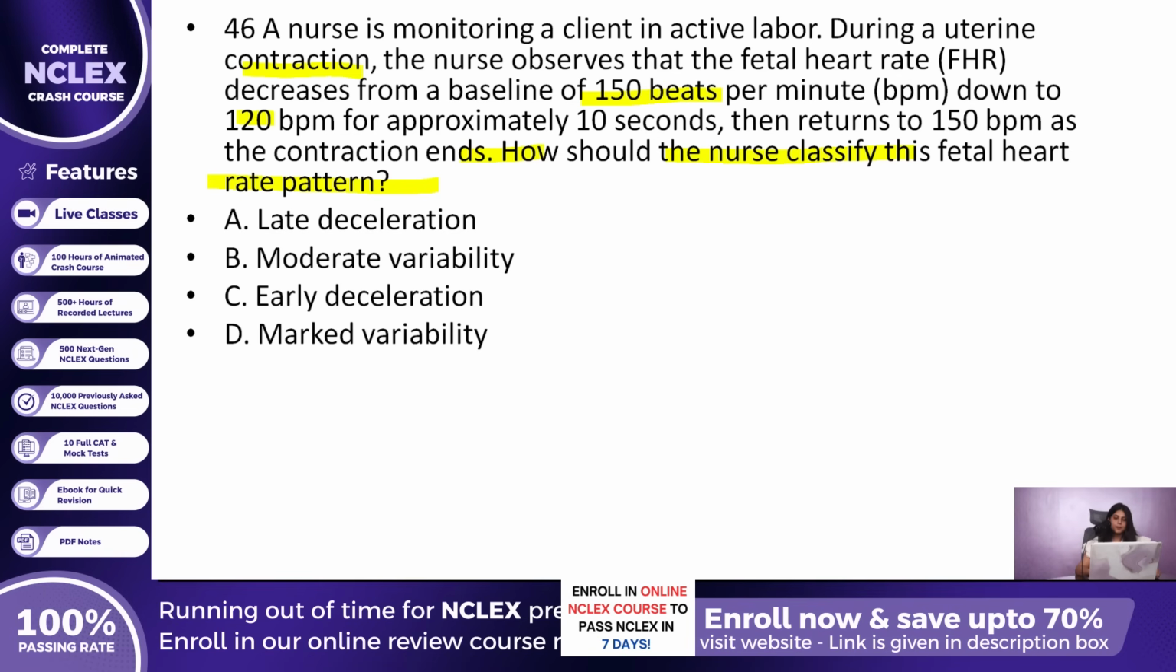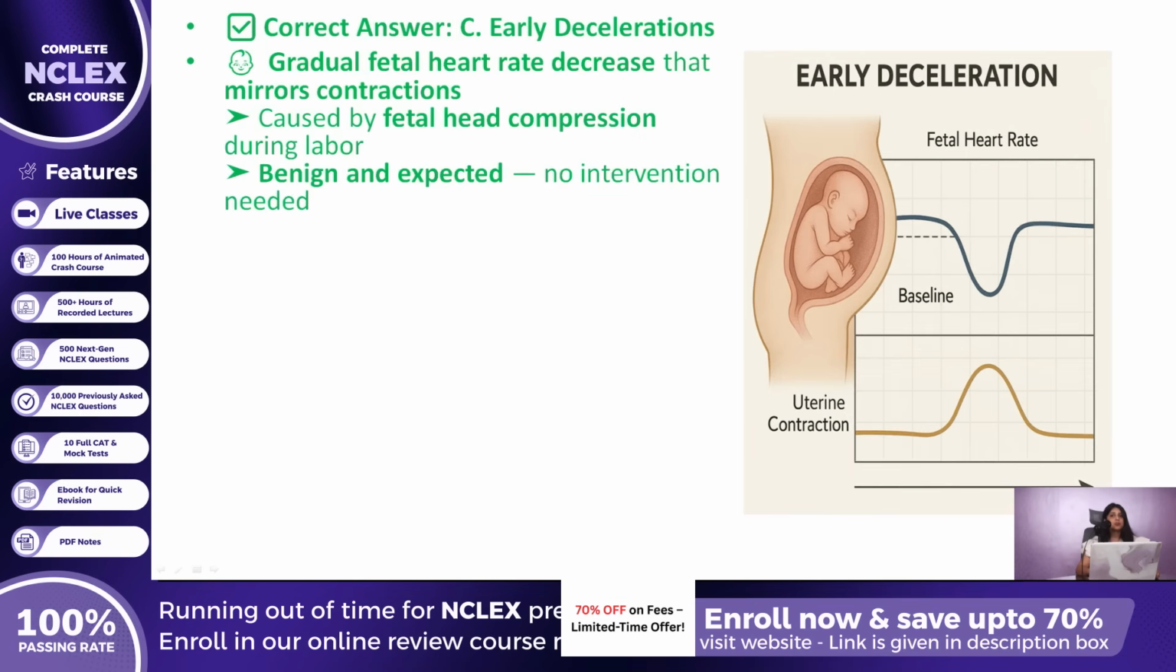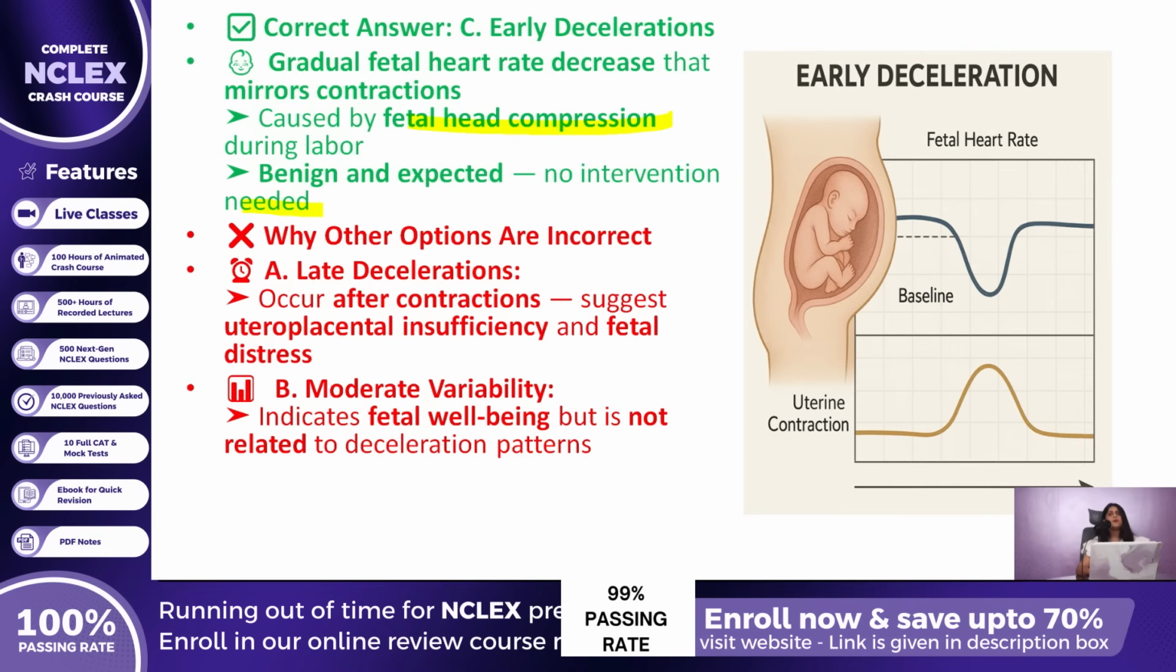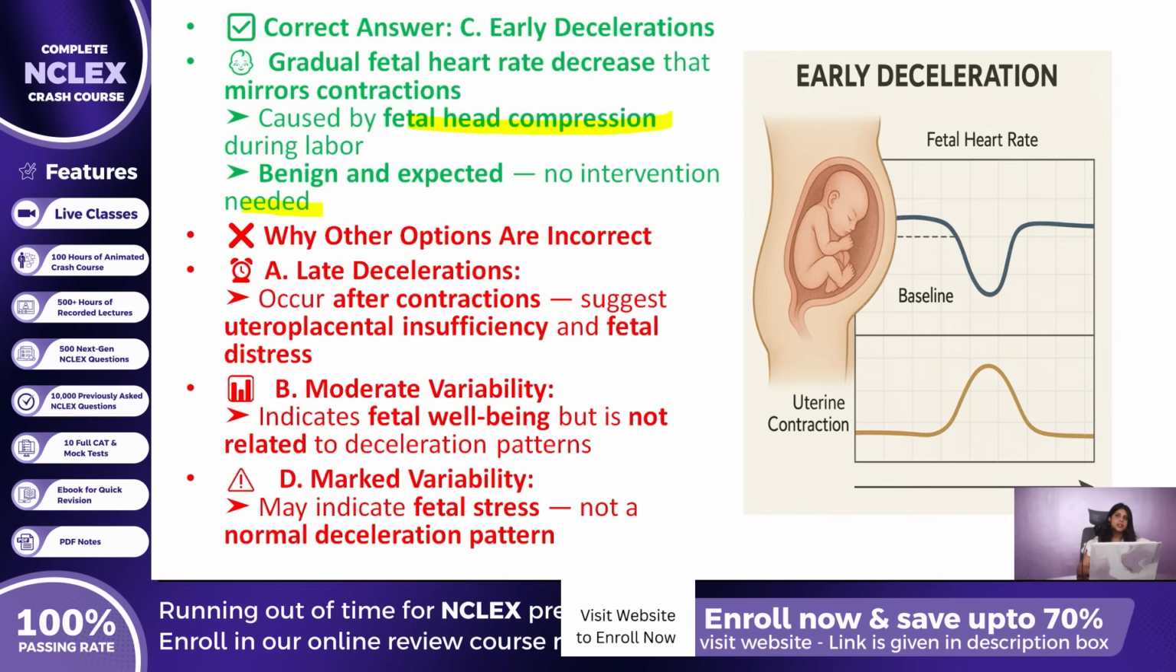The correct answer is option C, early deceleration, which is a gradual fetal heart rate decrease that mirrors the timing of a contraction. It is caused by fetal head compression and is a benign, normal finding during labor. Option A, late decelerations, suggests fetal distress due to uteroplacental insufficiency. Option B, moderate variability, indicates fetal well-being, but is unrelated to deceleration timing. Option D, marked variability, signals possible fetal stress, but does not describe a deceleration pattern. Early decelerations require no intervention.